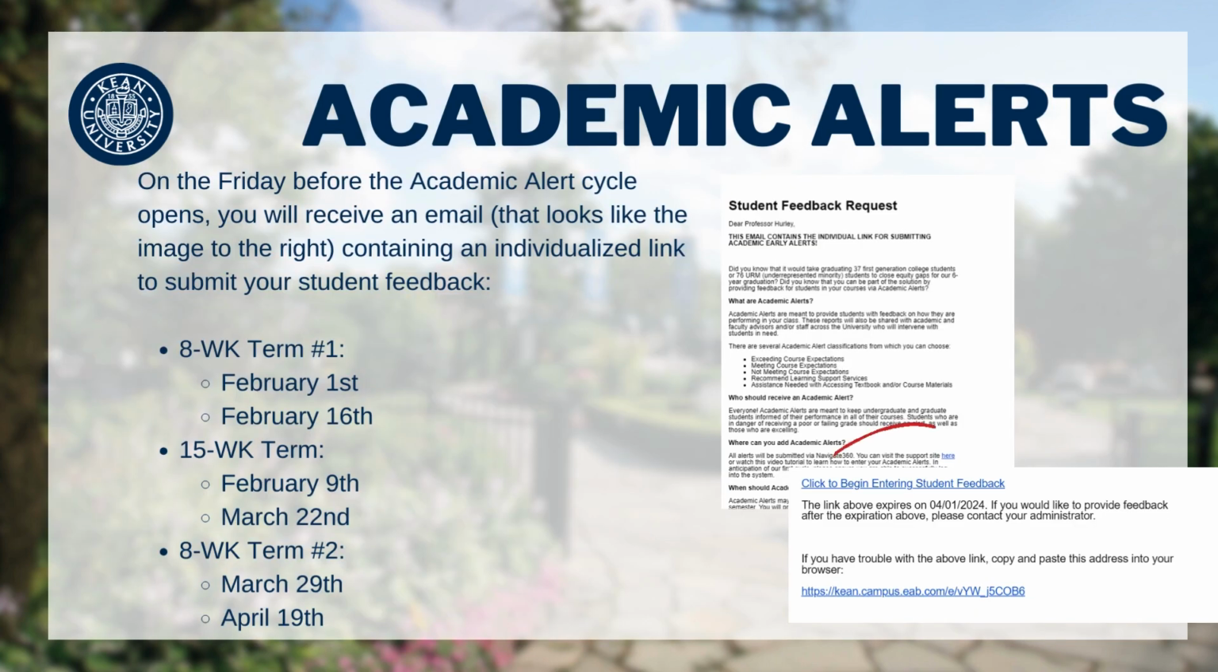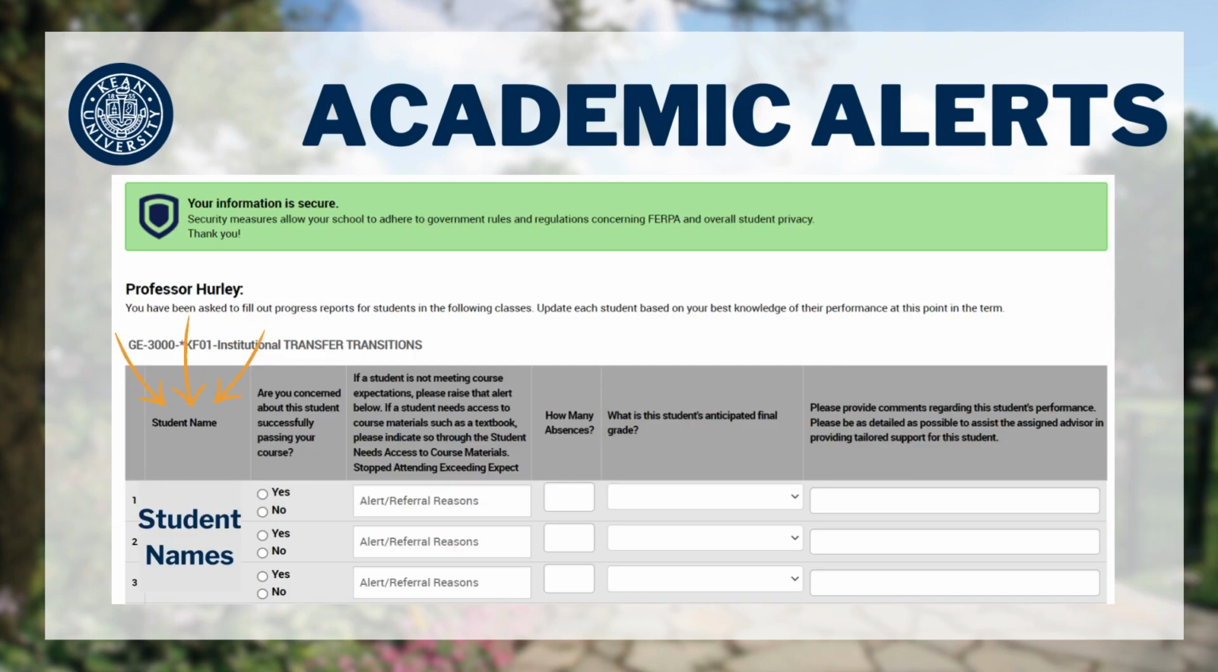navigatesupport@kean.edu. On the Friday of the academic alert cycle, you will receive an email from navigatesupport@kean.edu containing instructions for submitting your academic alerts and an individualized link. To get started, you'll want to select the individualized link accessible to you towards the bottom of the communication. Upon selecting your individualized link, a new page will appear.